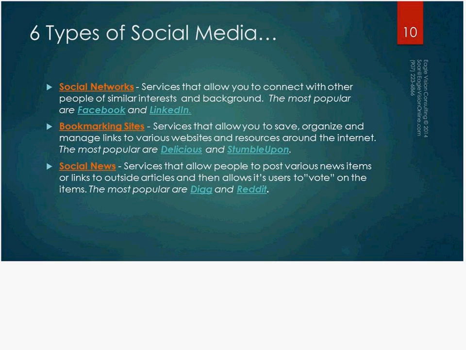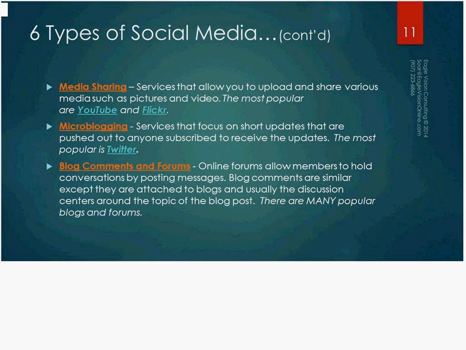Social news is another category, which is where people can post comments on news items, links, and articles, and then people can vote on those. The most popular ones, again, are Digg and Reddit. The next one is media sharing, where people can upload photographs and videos. The most popular, again, are YouTube and Flickr. Flickr is pretty much for photographs, and YouTube pretty much for video.